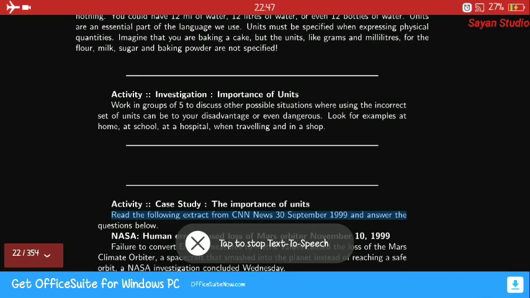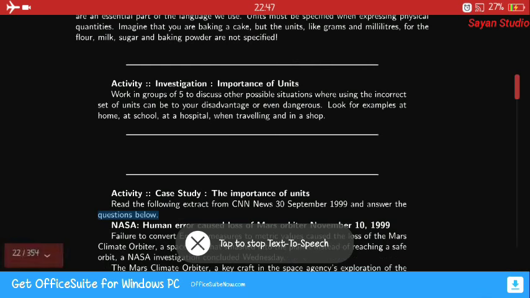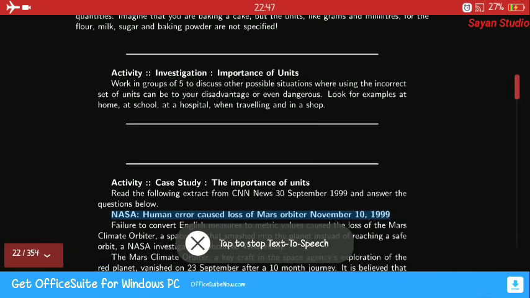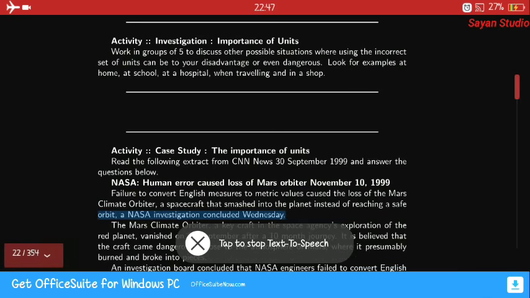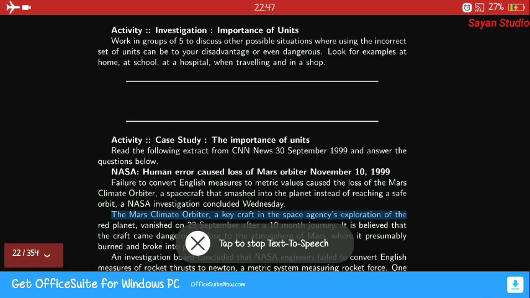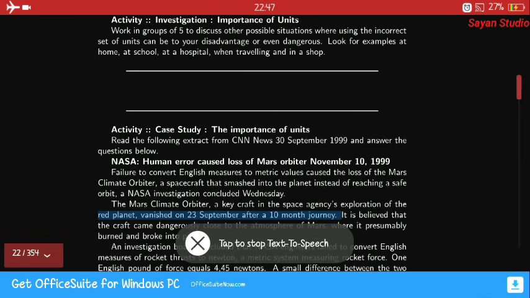Activity, case study, the importance of units. Read the following extract from CNN News, the 30th of September 1999, and answer the questions below. NASA: human error caused loss of Mars orbiter, November 10, 1999. Failure to convert English measures to metric values caused the loss of the Mars Climate Orbiter, a spacecraft that smashed into the planet instead of reaching a safe orbit, a NASA investigation concluded Wednesday. The Mars Climate Orbiter, a key craft in the space agency's exploration of the Red Planet, vanished on the 23rd of September after a 10-month journey.